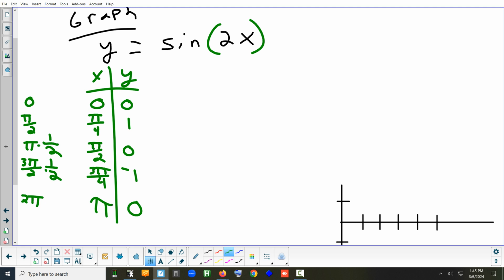And that is where your new points are. Now, the original values were all equally spaced. We just took half of each one of them. Are these still equally spaced?